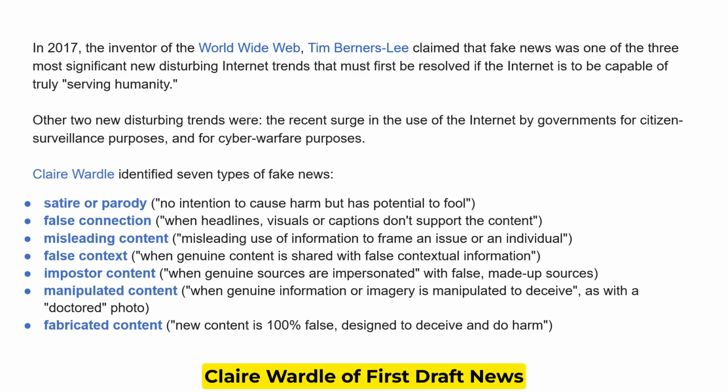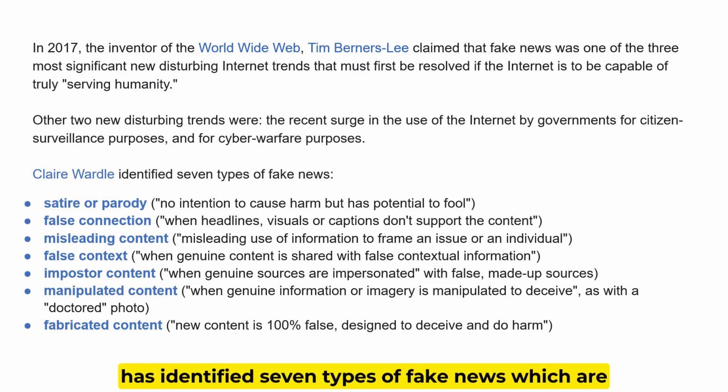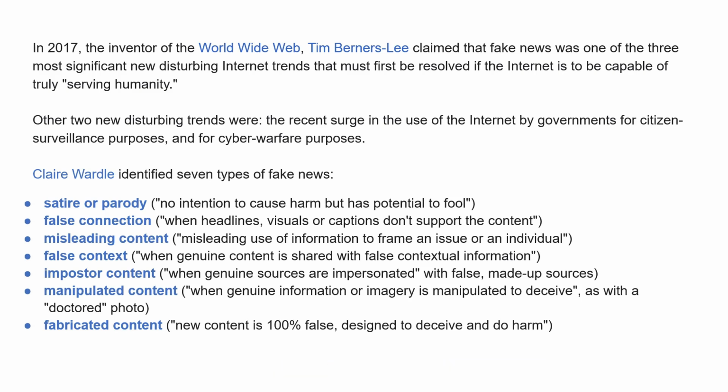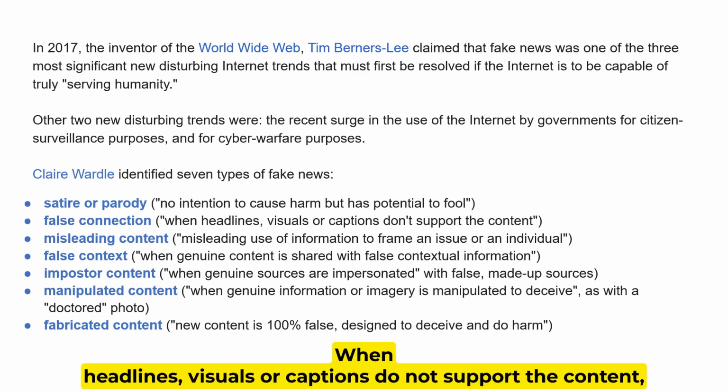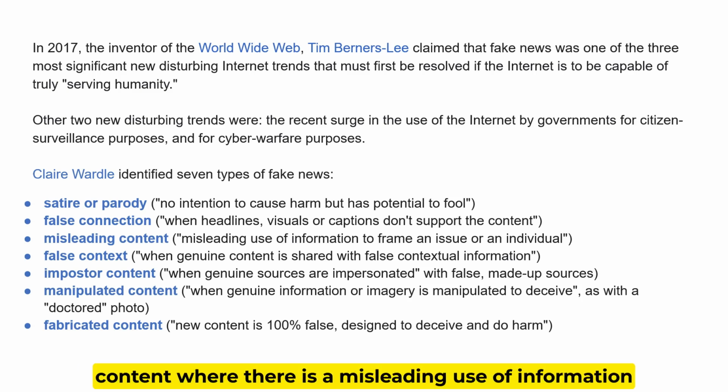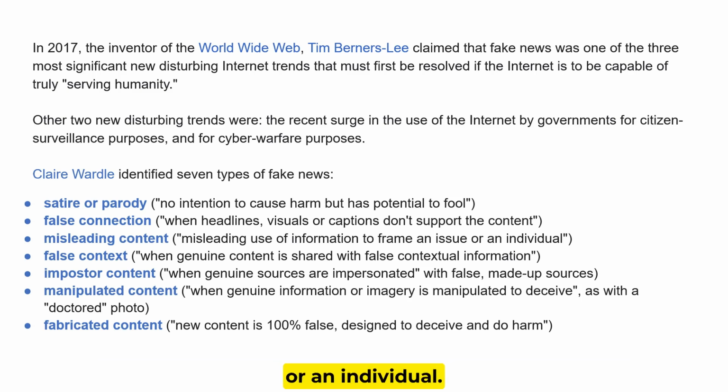Claire Wardle of First Draft News has identified 7 types of fake news, which are the satire or parody, that has no intention to cause harm but has potential to fool. The second one is the false connection, when headlines, visuals, or captions do not support the content. The third one is misleading content, where there is a misleading use of information to frame an issue or an individual. The fourth one is false context, when genuine content is shared with false contextual information.